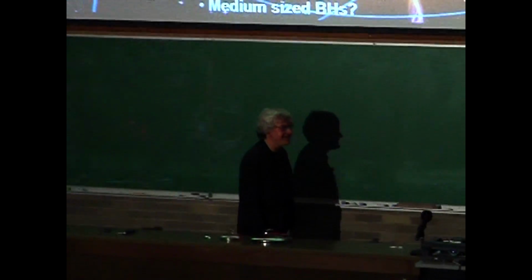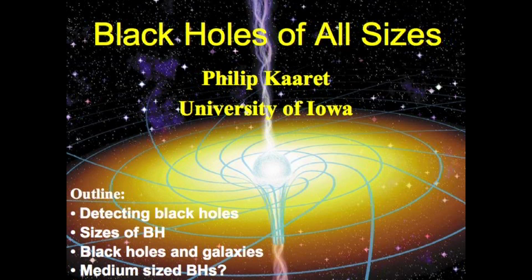First, we're going to talk about detecting black holes, and then sizes of various black holes that we know or are sure exist in the universe. Then we're going to talk about a relationship between black holes and galaxies. And then we're going to get into what I actually spend a lot of my time doing, trying to find out whether or not there's actually something called medium-sized black holes.